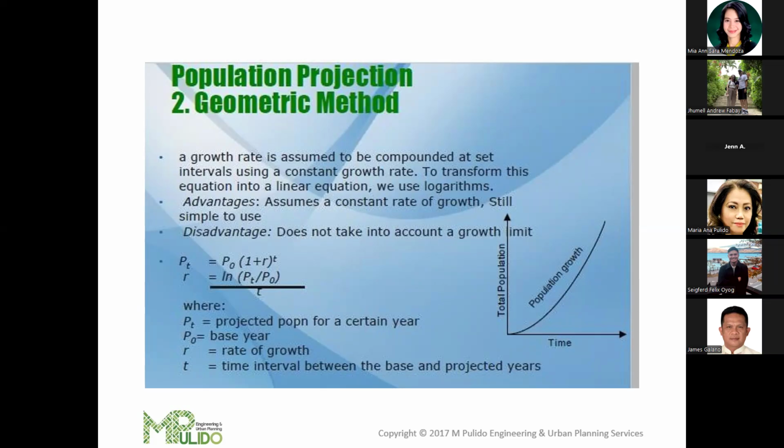This method assumes exponential growth, meaning the increase itself increases over time. This produces a curved trend upward, as shown in the graph, and it's most applicable to rapidly growing areas like suburban communities or urban fringes where migration and birth rates are both high. So what are the advantages of using this? It still keeps the assumption of a constant growth rate, making it easy to compute with a scientific calculator if required.